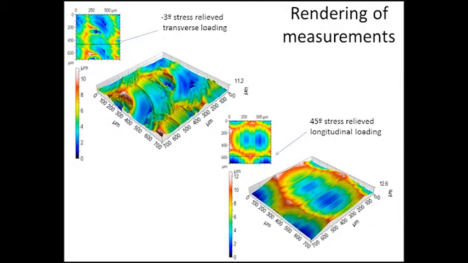So here are renderings of two measurements. Shown here is the 45 degrees, and there's the -3. So you can get an idea of the range of topographies that were created by the machining. In some cases, these are stressed transverse, and in some cases, longitudinal.